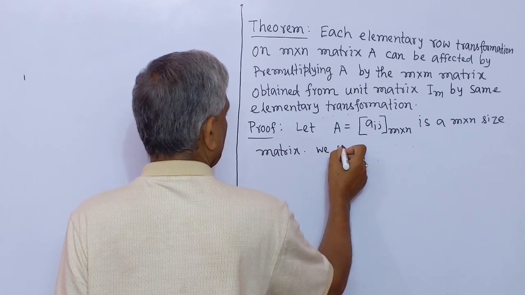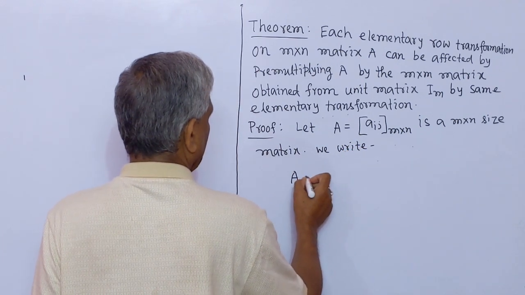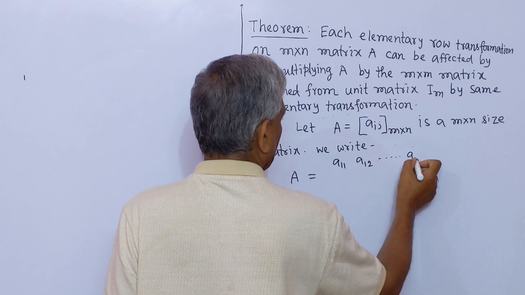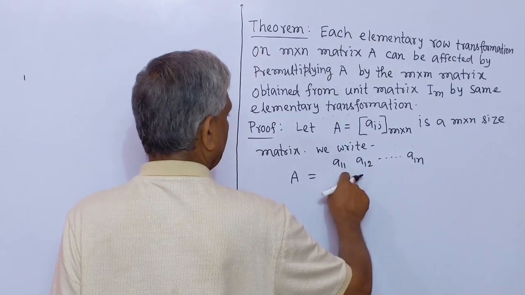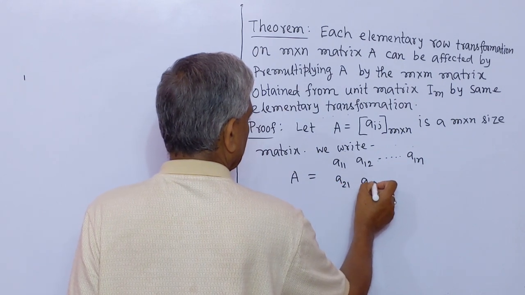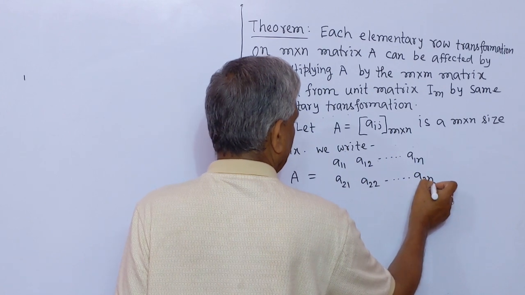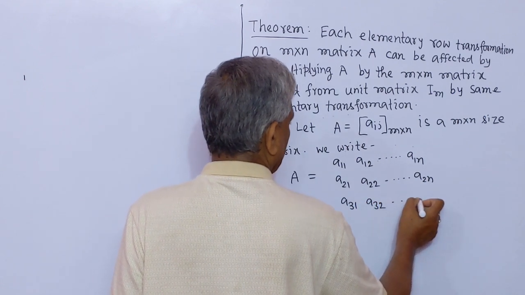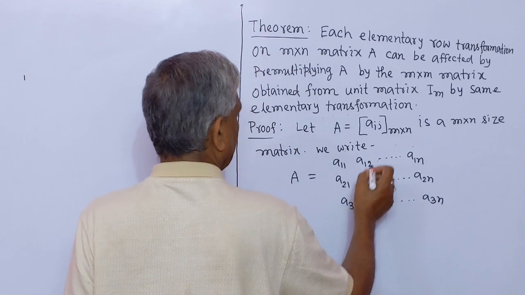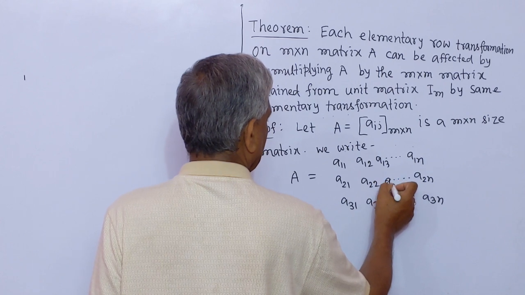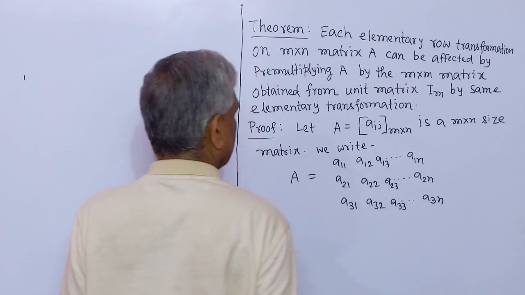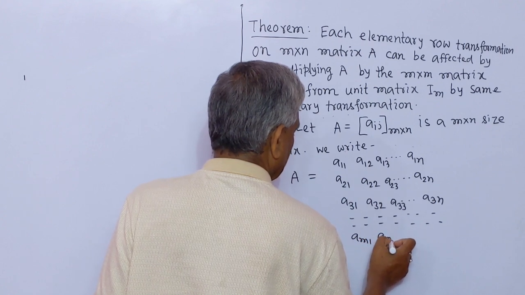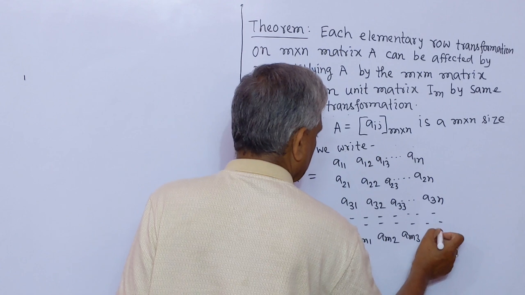We write A. The first row is a11, a12, ..., a1n; the number of columns is n. Then a21, a22, ..., a2n; a31, a32, ..., a3n; and so on, down to am1, am2, am3, ..., amn.